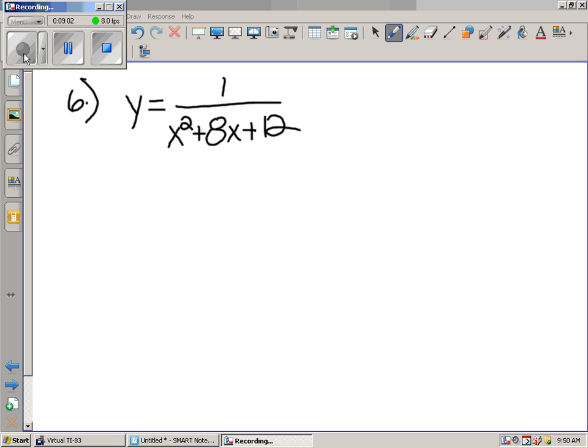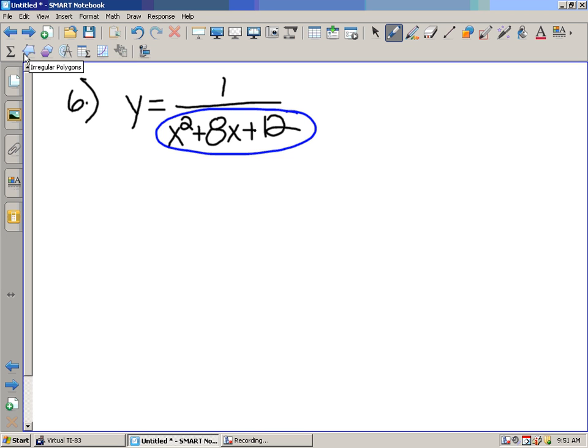All right, new problem. New problem. Yep. We're going to factor this, right? Denominator can't be equal to 0.